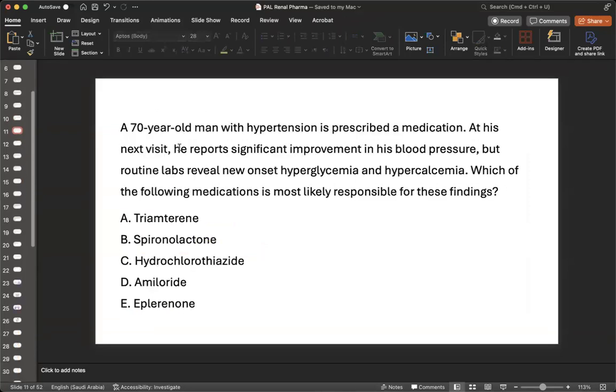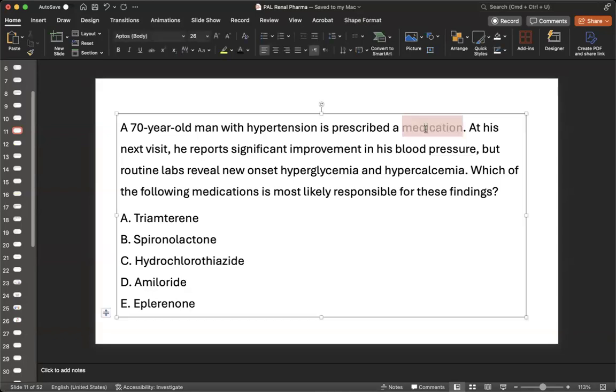Okay, so I'm hoping you paused this question and read the answer, and you have an answer in your mind. So, a new improvement in his blood pressure, a new medication is started, and it leads to hyperglycemia and hypercalcemia. So which of these diuretics? Let's go one by one.